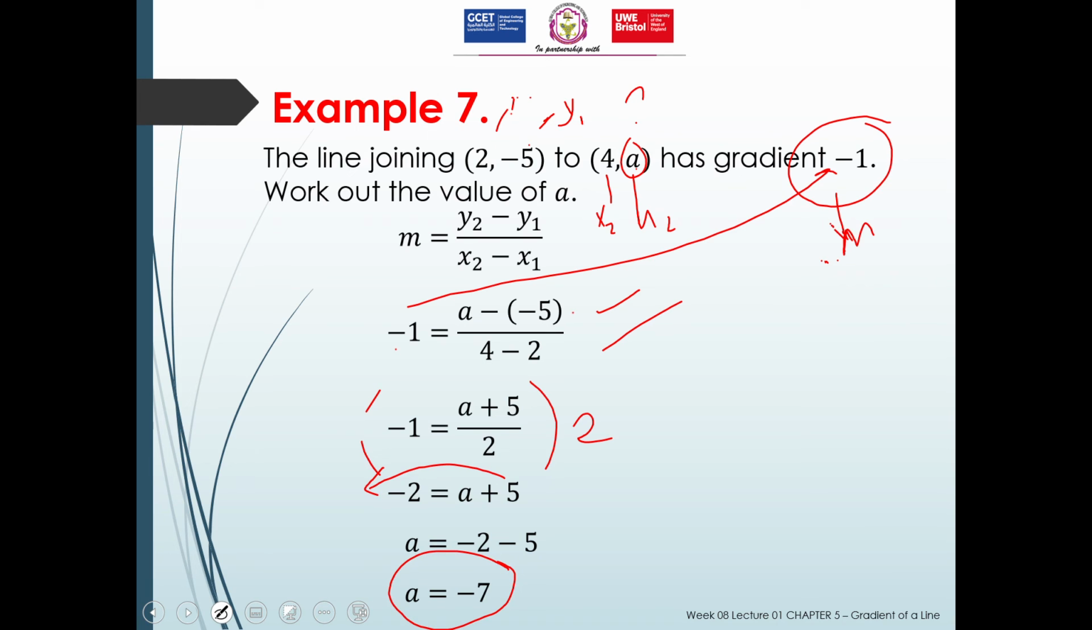Now if you plug in this point, negative 7, and you solve for the gradient, you should get this value, negative 1. Okay, so now your points will be (2, -5) and (4, -7). Okay, so from these 2 points, try to check the value of the gradient. The value is negative 1. It should be negative 1.